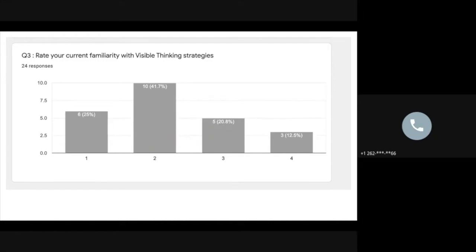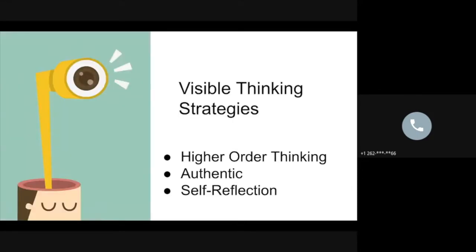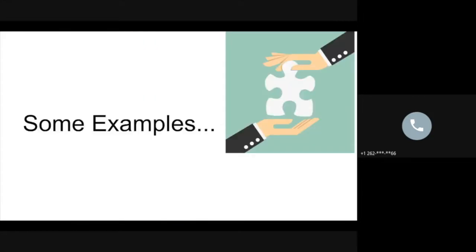I think that's great. I think we have people across the board, but I also think the majority of people are in column 1 and column 2. I think you're going to find the resources today exceptionally valuable. Okay, next slide. Specifically, we're going to talk about visible thinking strategies to help accomplish these things. And next slide for some examples.